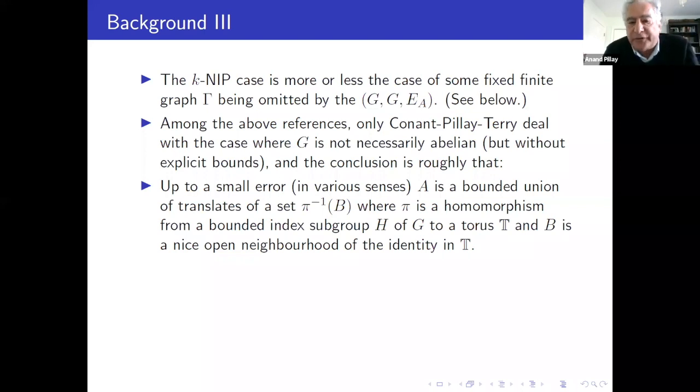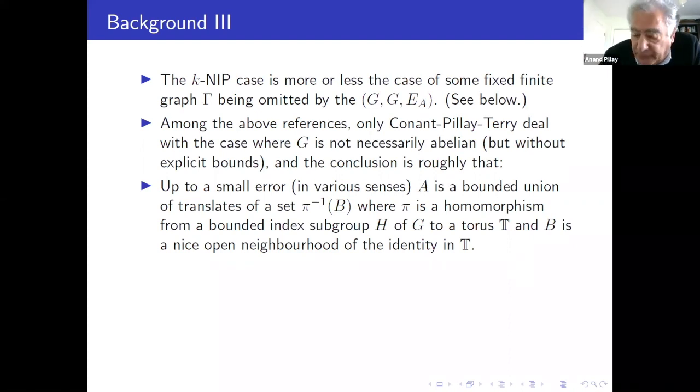When I say bounded, I mean bounded in terms of the data, the k or whatever it is, over all pairs G, A satisfying the assumptions, where pi is a homomorphism from a bounded index subgroup H of G to a torus. A torus is a possibly n-dimensional real torus. And B is a nice, open, symmetric neighborhood of the identity, some little thing, a ball of radius R. And again, the R and the dimension of the torus are controlled by your K in the background, right? This is what we did.